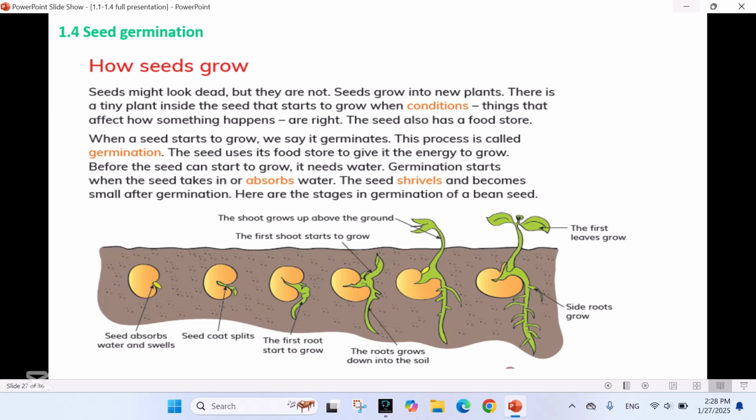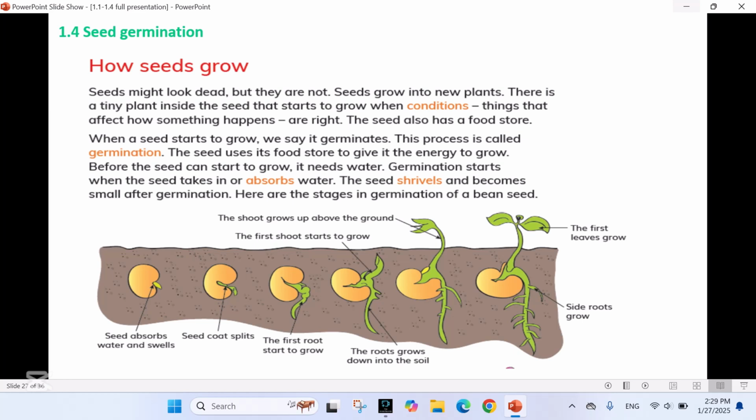When a seed starts to grow, we say it germinates. This process is called germination. The seed uses its food store to give it the energy to grow. Before the seed can start to grow, it needs water. Germination starts when the seed takes in or absorbs water. The seed shrivels and becomes small after germination.